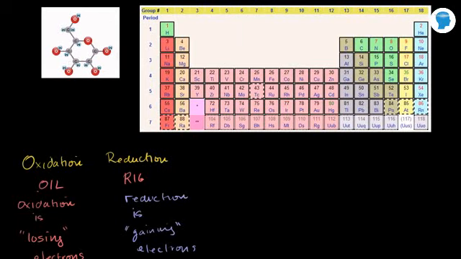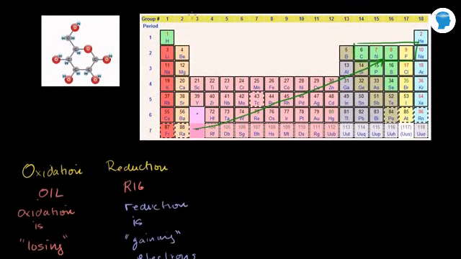But if we look at our periodic table, if you remember from the chemistry playlist, electronegativity increases as we go to the top right of the periodic table. These are the most electronegative elements over here. These are the least electronegative. And all electronegative means is likes to hog electrons. Let me write that. Electronegative just means likes to hog electrons.